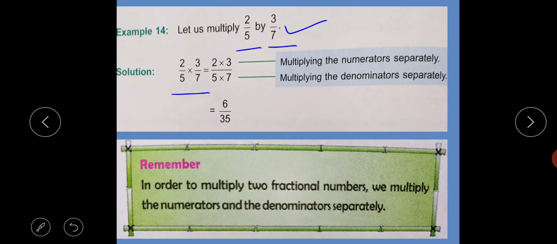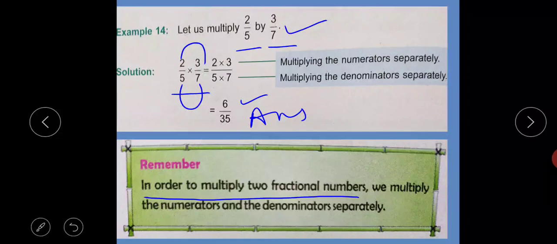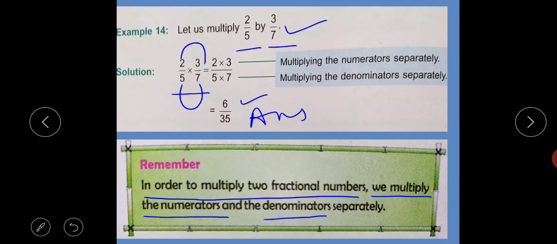Now the method is we multiply numerator by numerator and denominator by denominator. So 2 3s are 6, 5 7s are 35. So 6/35 is our answer. So you have to remember, in order to multiply two fractional numbers, we multiply the numerators and denominators separately. यानी कि हम न्यूमिरेटर्स और डिनोमिनेटर्स को अलग अलग मल्टीप्लाई करेंगे.